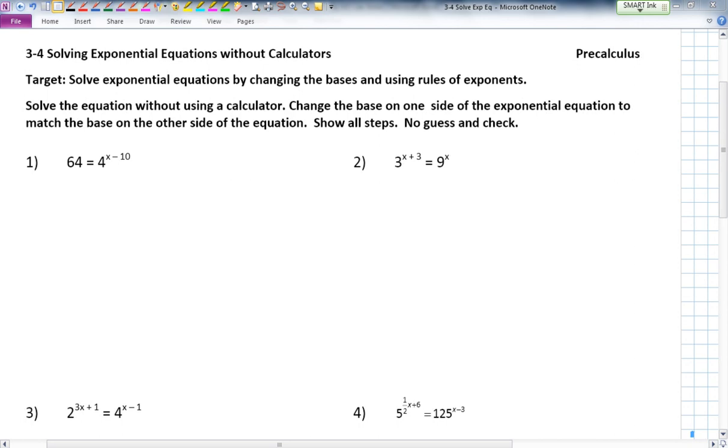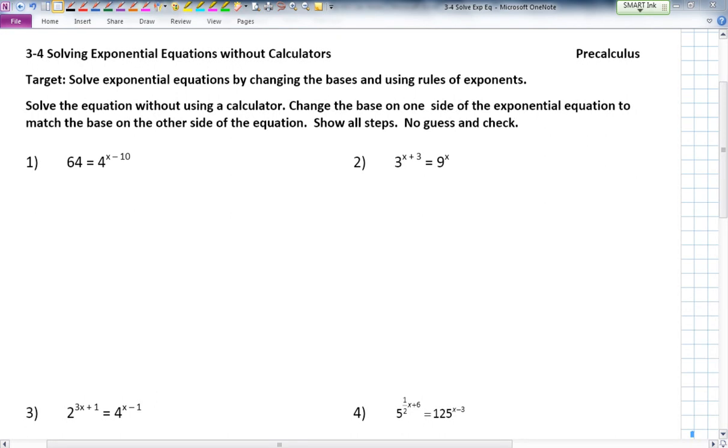All right, today we're going to take a look at section 3-4, which is solving exponential equations. And we're going to do this specifically without calculators. The way we're going to do that is we're going to look at the base value on each side of the equation, and we're going to change the base value so that they're the same. By doing so, it's going to allow us to set the exponents equal to each other and use the exponents to solve the equation.